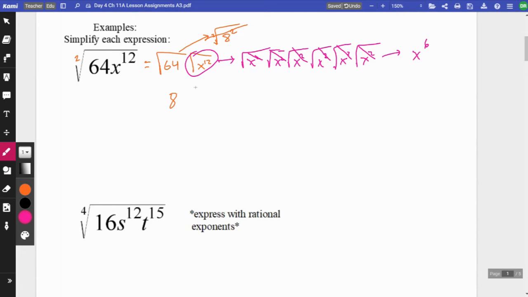But there's an easier way. If I knew that I can write these as a fraction exponent, this would be really x to the 12 over 2. Recall that the exponent becomes the numerator, and the index of the radical becomes the denominator of a fraction exponent. The reason I'd like to do this is because 12 divided by 2, I can simplify that fraction. It would just be 6. X to the 6th.